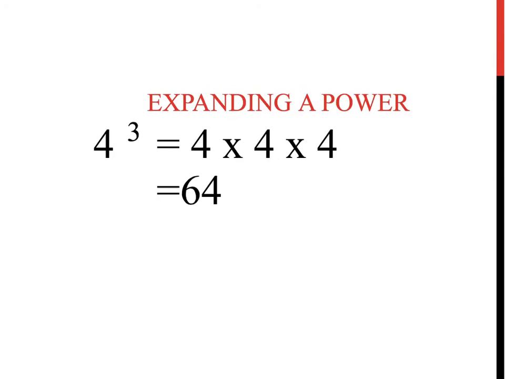Okay, now this is another example of expanding a power. So we've got 4 to the power of 3, which means we multiply 4 three times, and then we get the answer of 64. So 4 times 4 is 16, and then 16 times 4 is 64.